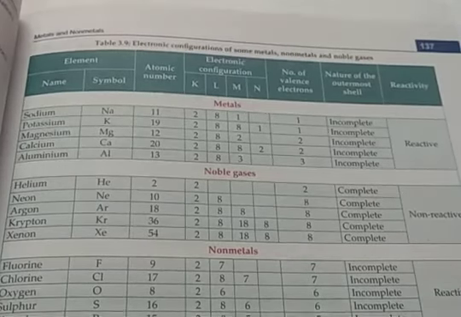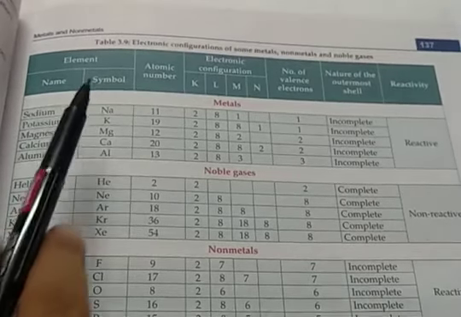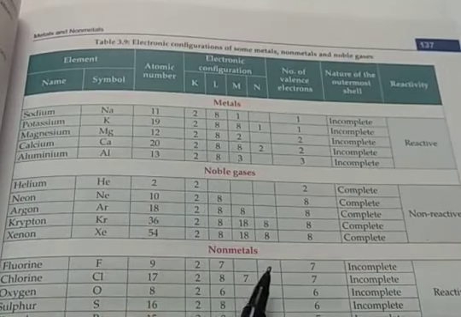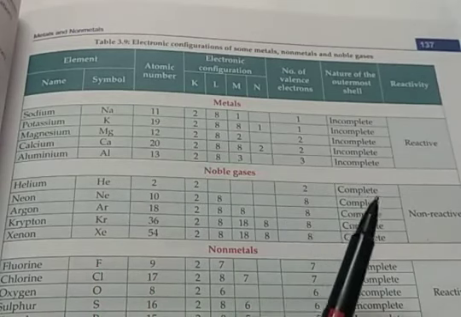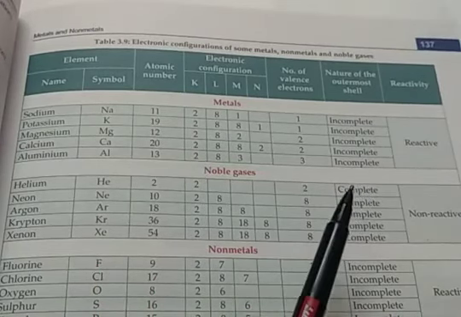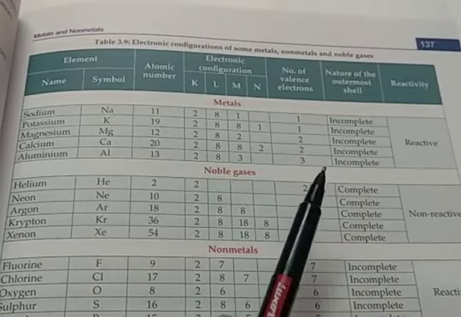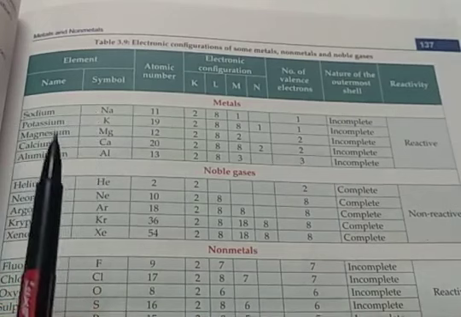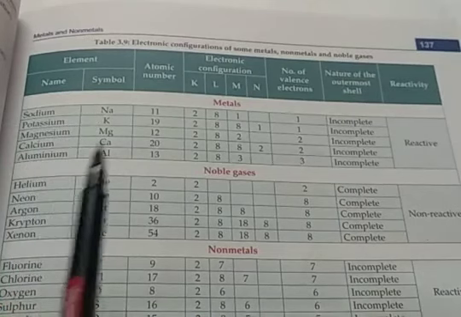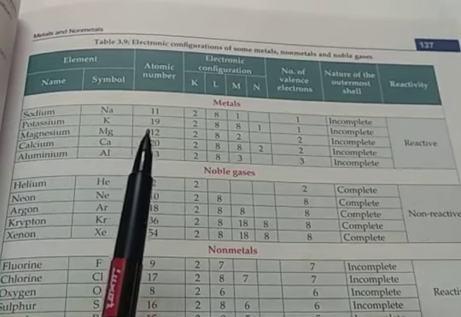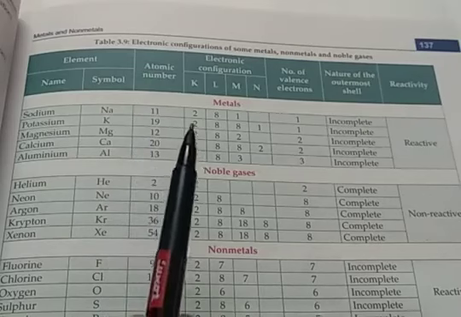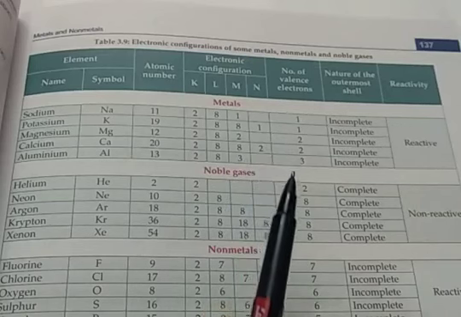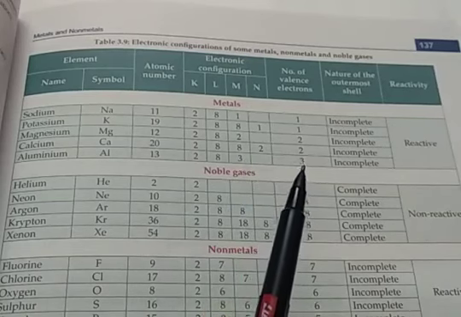Here we have a table, and in this table you can see we have some elements, their atomic number, electronic configuration, number of valency electrons, nature of the outermost shell, and then their reactivity based on the valency electrons. In the first column we have sodium, potassium, magnesium, calcium, with atomic numbers 11, 19, 12, 20, 13. According to their electronic configuration, they have these many valency electrons.